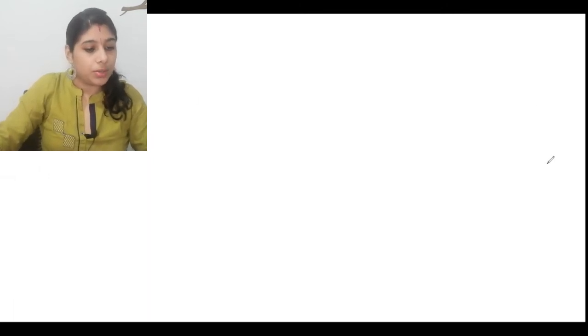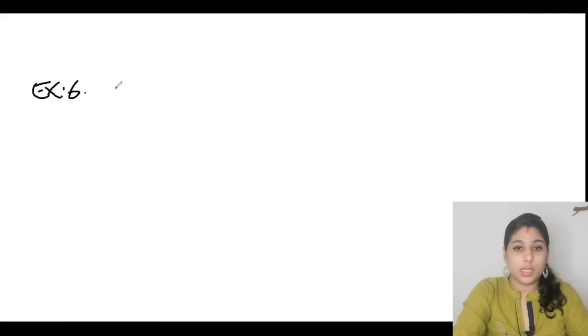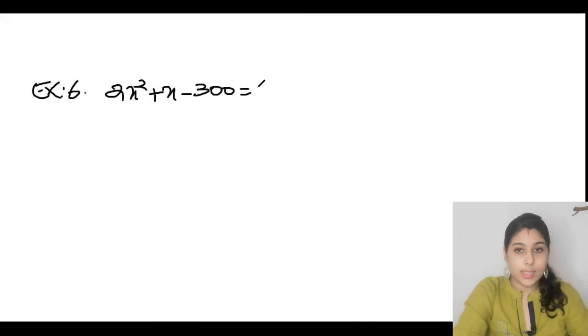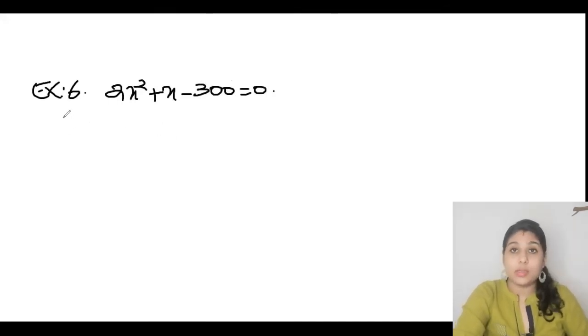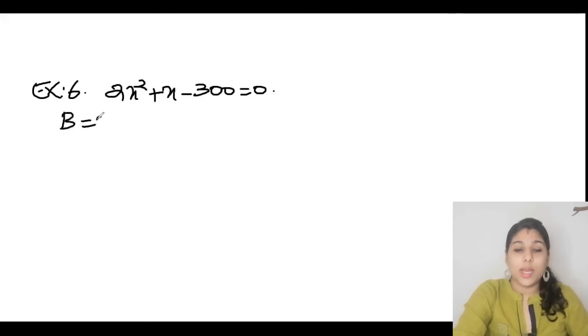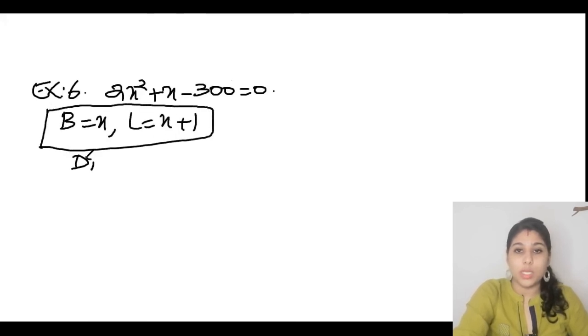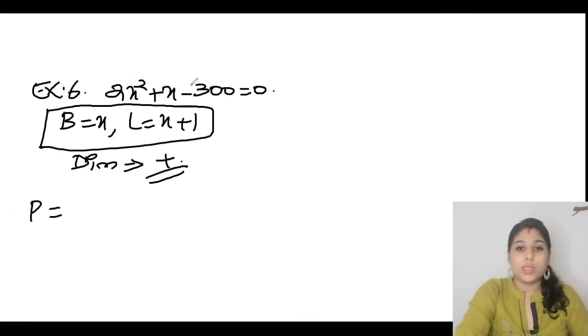Next, example number 6. Find the dimensions of a prayer hall. So what is the question given there? 2x square plus x minus 300 is equal to 0. This question, do you remember, we have discussed in the first phase of the chapter. There they said that the breadth is x and the length is 1 more than the breadth, that is x plus 1. So these are the dimensions. We know that we have to consider the positive values only here, as it is a dimension of the prayer hall.